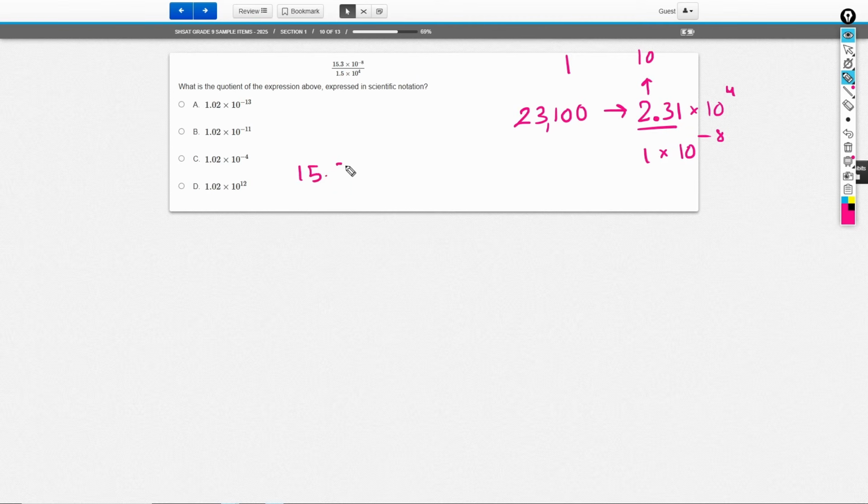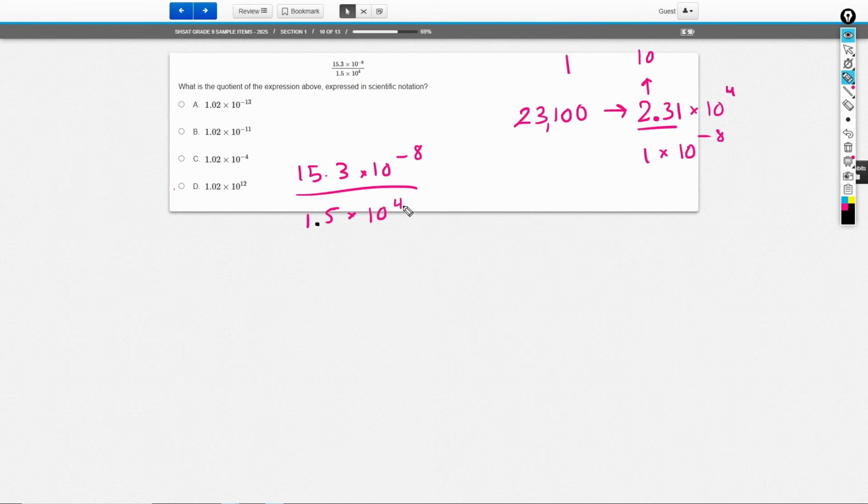So let's look at this problem. Now we have 15.3 times 10 to the power of negative 8. Because this is negative 8, I know that there's going to be 8 zeros in front of this decimal place. If you were to draw out the zeros, there'd be 1, 2, 3, 4, 5, 6, 7, 8. And that's being divided by 1.5 times 10 to the power of 4. The positive 4 here tells me that the zeros are going to go behind the decimal place in this direction.